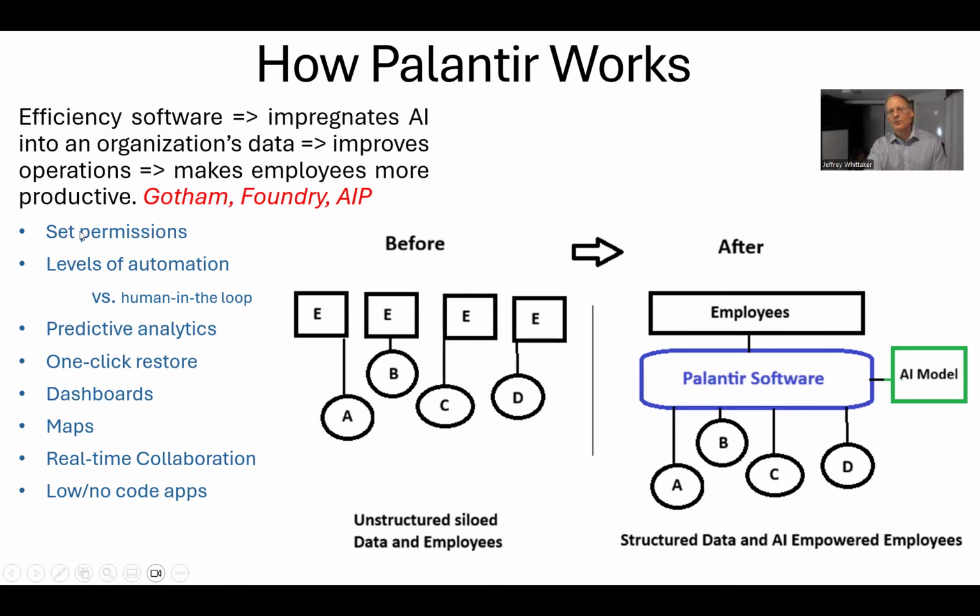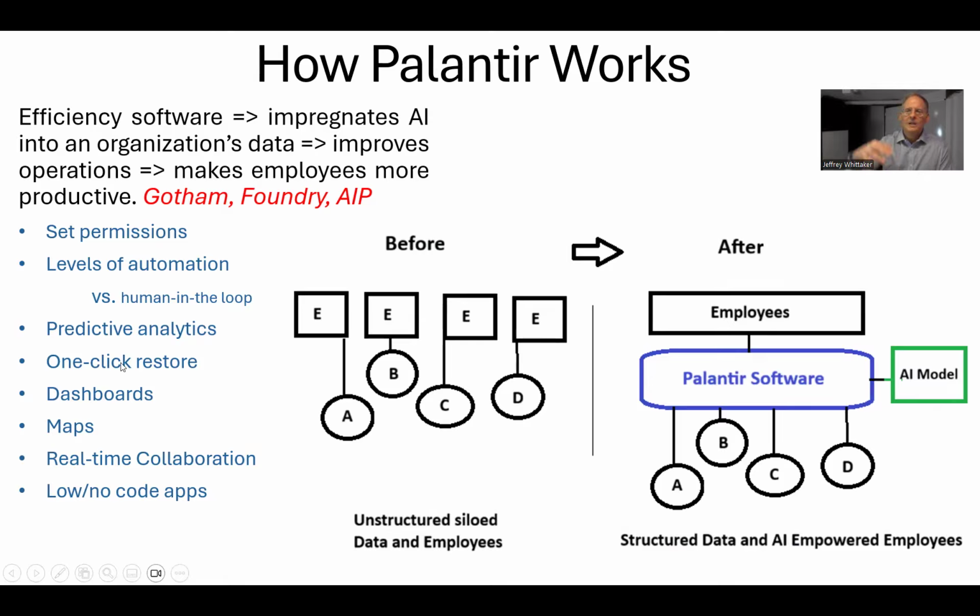Some of the things this software allows: it sets permissions for different employees within the organization, giving them different levels of control over things like automating processes. You could automate a system that automatically sends sales forecast data from the sales department over to the manufacturing people. You can set different levels of human interaction in the loop. It offers predictive analytics, so it can look at your data and predict things that will be happening in the future.